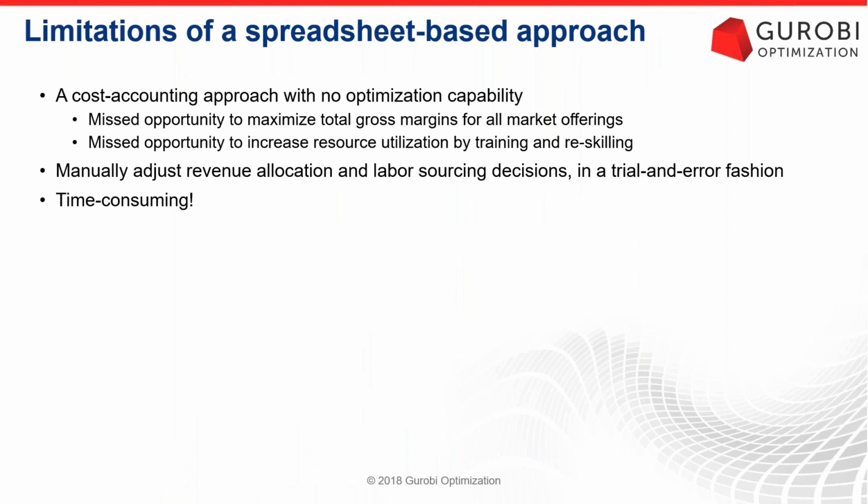So you can see that there are several limitations in this manual approach. For example, it misses the opportunity to maximize total gross margins for all market offerings, so you don't operate in a coordinated way. It also misses the opportunity to increase resource utilization by training and reskilling. And manually adjusting revenue allocation parameters and labor sourcing parameters in a trial and error fashion takes a lot of time. That's why when we started discussing with Andrei Fosiek the possibility of using mathematical optimization, he was very excited to do that.